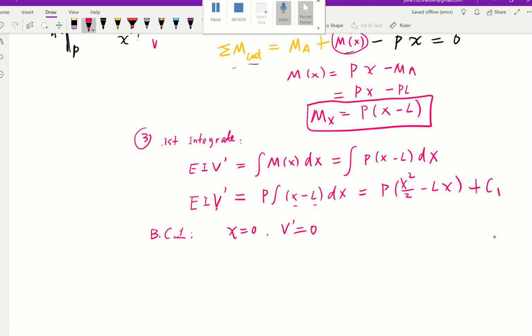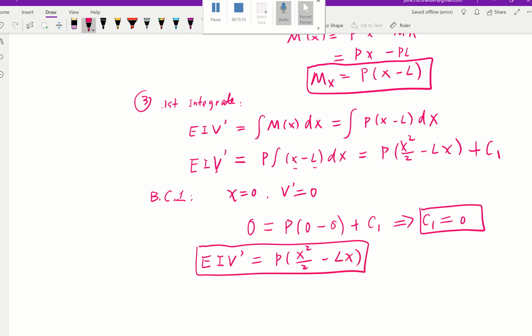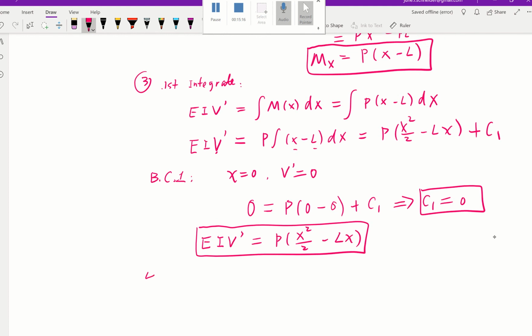So V prime, for the left-hand equation, EI V prime, that will be equal to 0. And the right hand, put x equal to 0. So P times (0 minus 0 times L) plus C1. And then you realize our constant C1 here is equal to 0. Okay, so now the complete first integral gives us EI V prime is equal to P (x squared over 2 minus Lx) plus 0. So that's our first integration result. So we're getting close to figuring out the expression for V, which is our beam deflection.